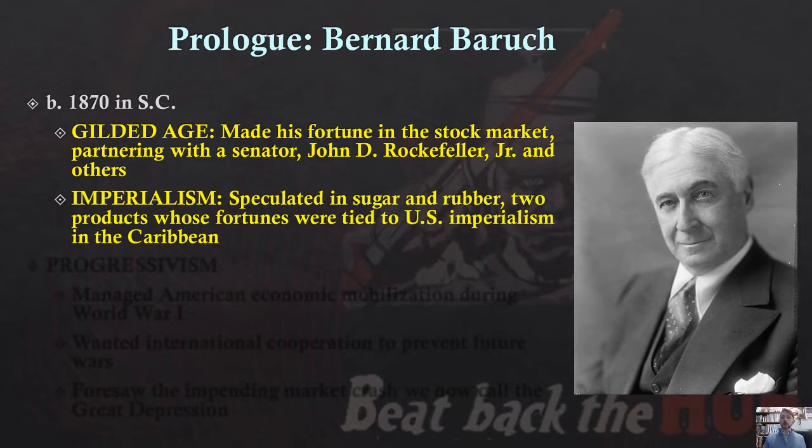He's involved in imperialism in that his economic speculation in both sugar and rubber tie him to the U.S.'s imperialistic ventures in the Caribbean. But he's also a progressive figure, because in this lecture, he's going to be the manager of the U.S. economic mobilization for World War I. So we have this Gilded Age robber baronish figure involved in imperialism, but now also involved in the progressive movement as a leader for the U.S.